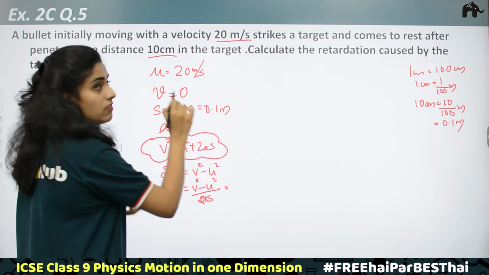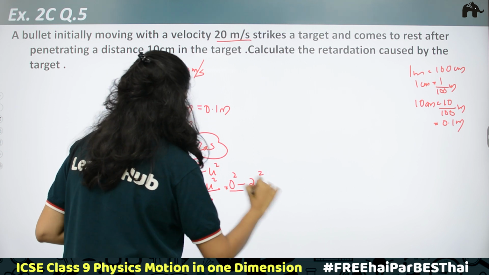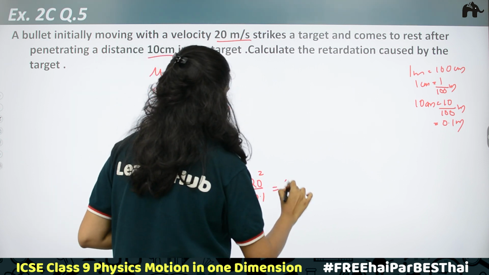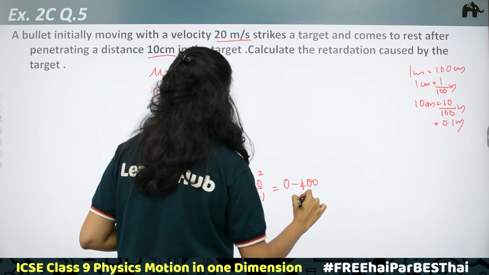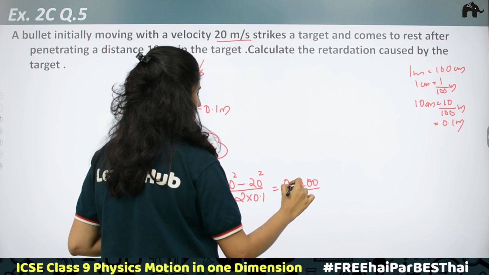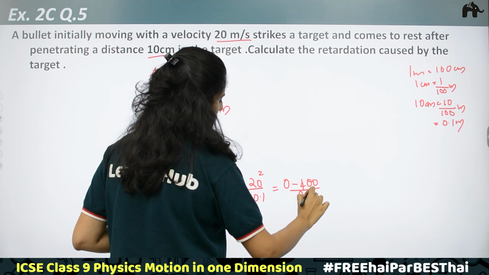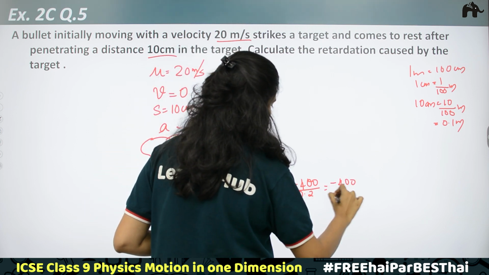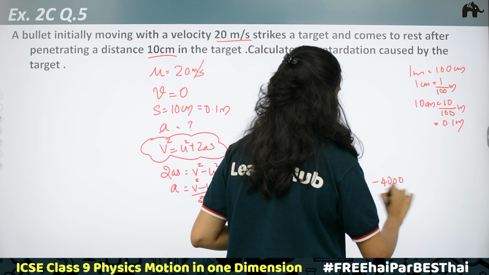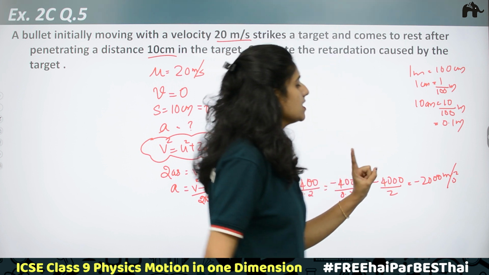Okay, put the values. v is 0, 0 square minus u is 20, 20 square divided by 2 into 0.1, which is equal to 0 minus 400 divided by 2 into 0.1, which is equal to 0.2. We get minus 400 divided by 0.2. So removing decimal, that is minus 4000 divided by 2, which is minus 2000. So acceleration is minus 2000 meter per second square.